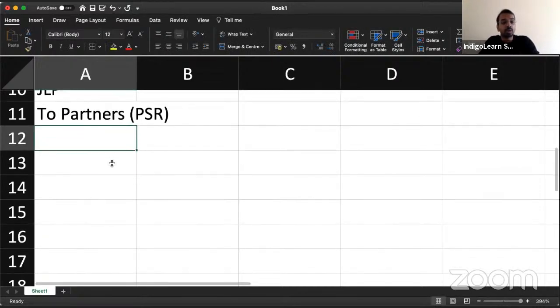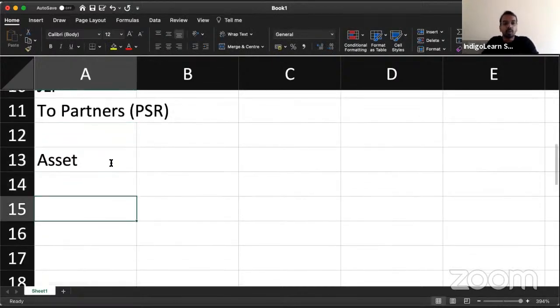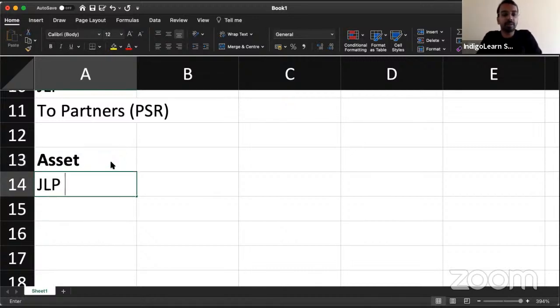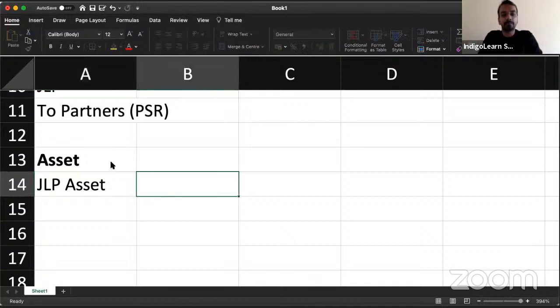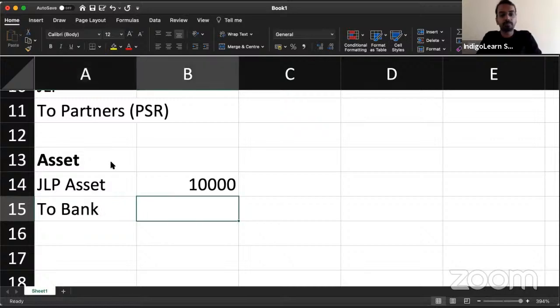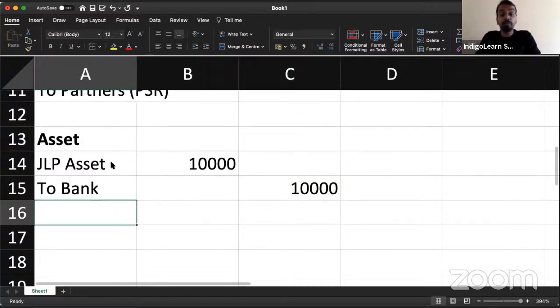Now in the second method, what we do is we treat it as an asset. Why do we treat it as an asset? Because in the future, you will receive some benefit from this joint life policy, either the surrender value or, at the time of death, the insurance policy value. Now, whenever you treat it as an asset, the premium will be debited to the JLP asset account. JLP asset 10,000 to bank 10,000.